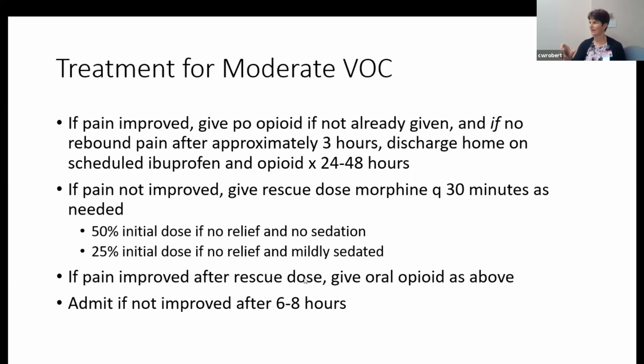So, IV pain medication, then 30 minutes to an hour later, more IV if needed versus oral. They do the oral trial, you watch them for 3 hours or so, make sure there's no rebound pain, then they can go home. If they're able to go home, we recommend taking ibuprofen and an opioid at home on a schedule for the next 24 or 48 hours, then going to as needed. And of course, if they're not better, they get admitted.